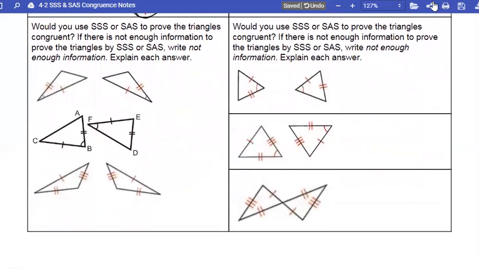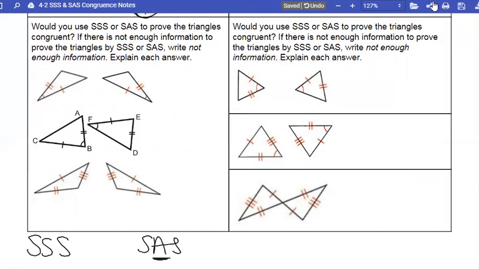All right, let's look at the last one. It says, would you use side, side, side, or side angle side to prove the two triangles congruent? If there's not enough information to prove the triangles by side, side, side, or side angle side, write not enough information. Explain your answer. Let's look at this first one. So remember, if we have side, side, side, we need 3 sides. If we have side angle side, we need 2 sides and an angle, but our angle has to be in the middle of our 2 sides.